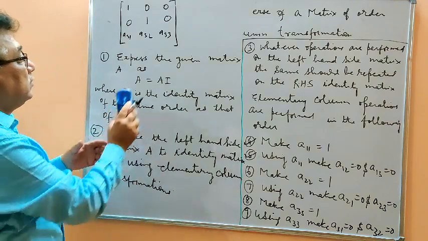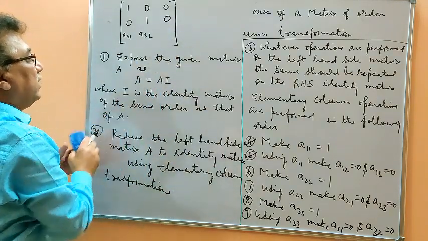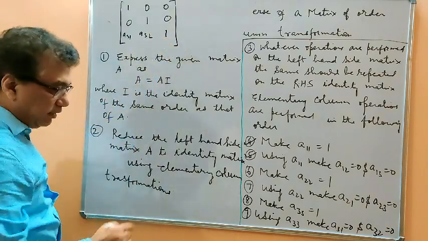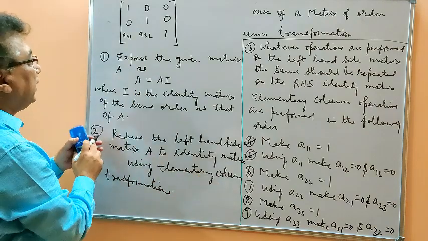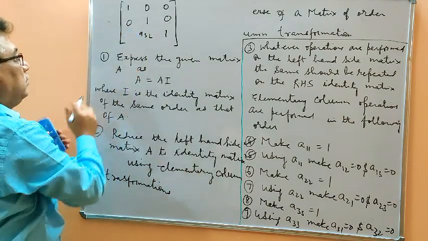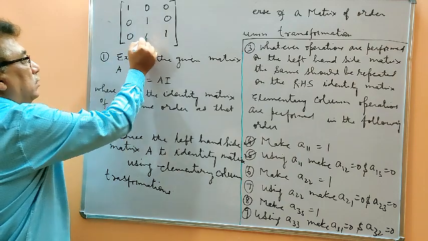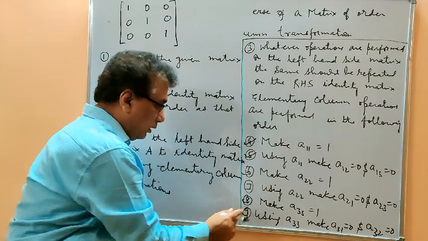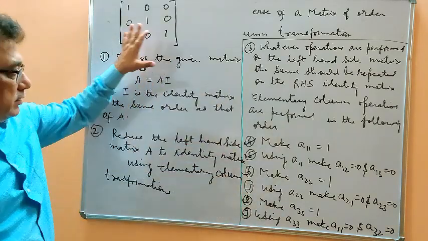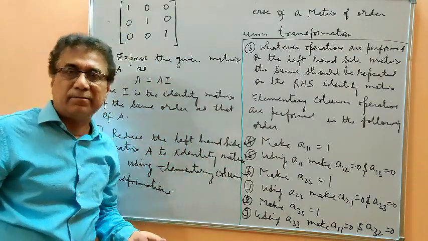After that, in step number 8, we have to make A33 as 1, and then using A33, that means using 1, we have to make A31 0 and then A32 0. So this is the order of doing all these operations. After reaching here you will get whatever is required. Now we'll discuss the questions.